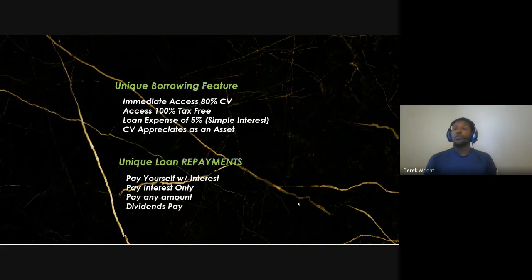So now going here, we're looking at this unique borrowing feature. In my opinion, this is kind of like a 401k, but you have access to it, and it also has savings account type capability, because you can borrow against the policy. So if I have $1,000 in the policy, let's say you have immediate access to 80%. That means I can take out 800 immediately. Now that 20% is still growing for you.